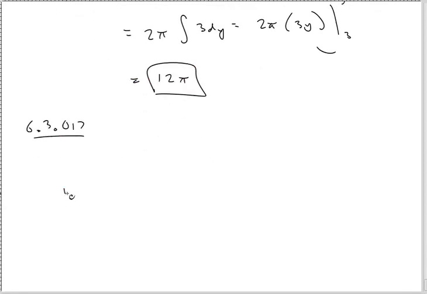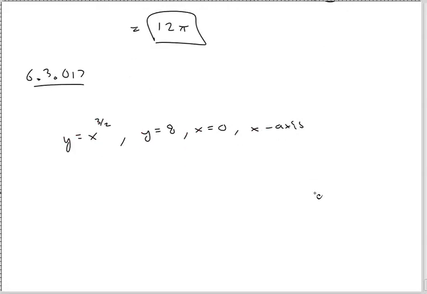63017. I've got y is equal to x to the 3 halves. Y is equal to 8. X is equal to 0. About the x-axis. Now, I don't know why, but I felt the need to get this wrong 5 times, whatever it is, with the settings. And I got 192 pi, and that's my answer there.